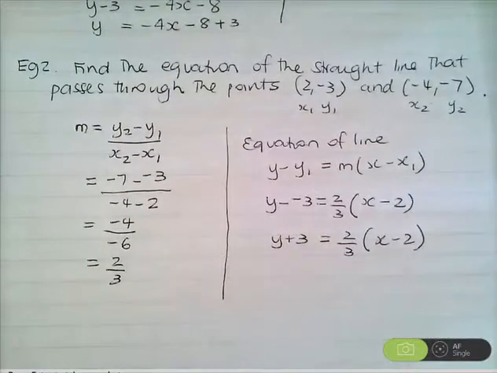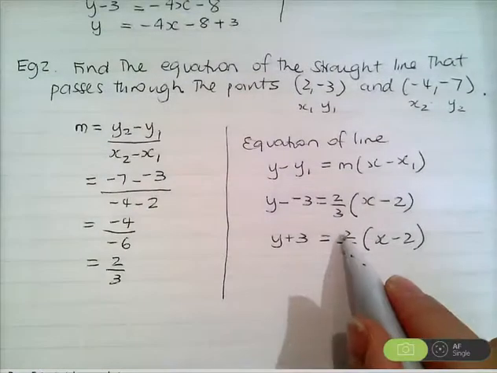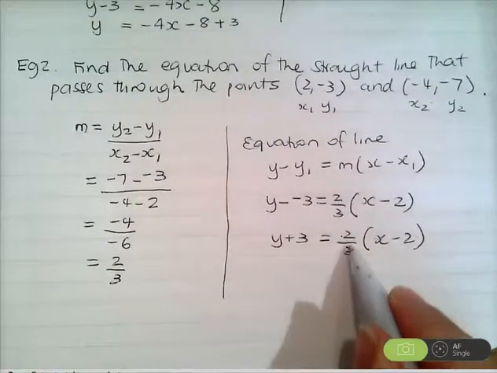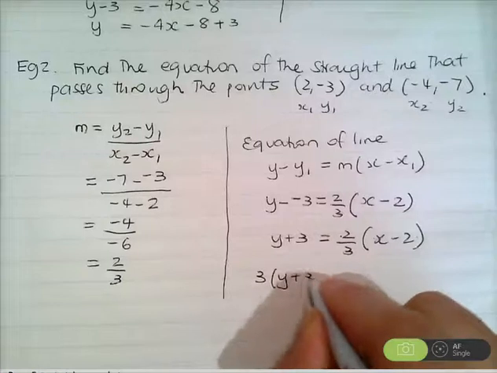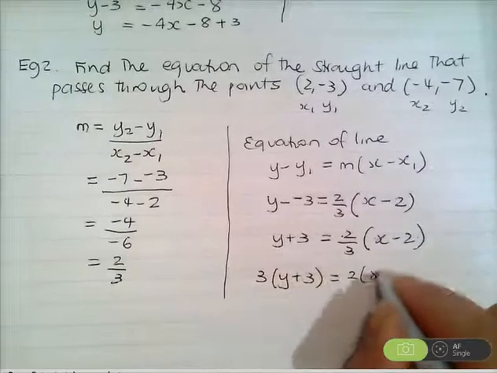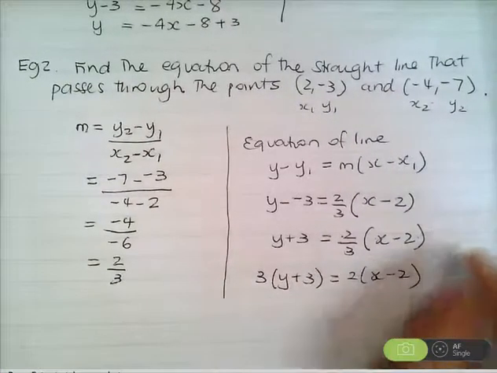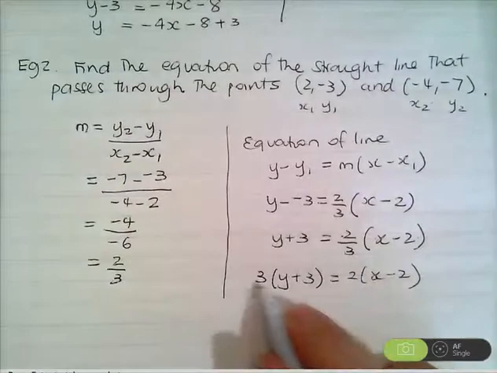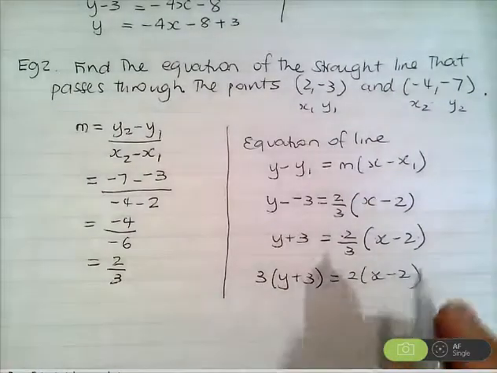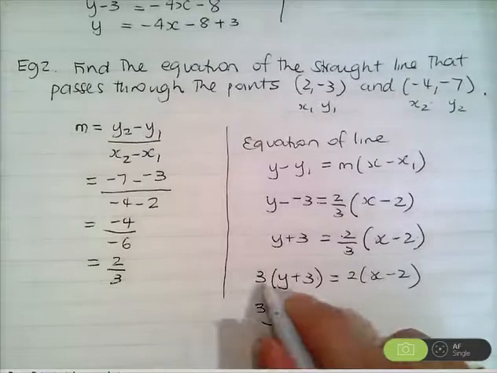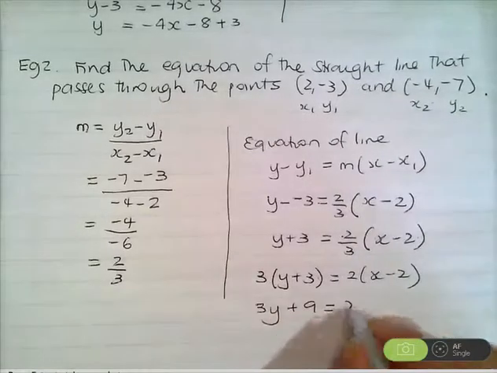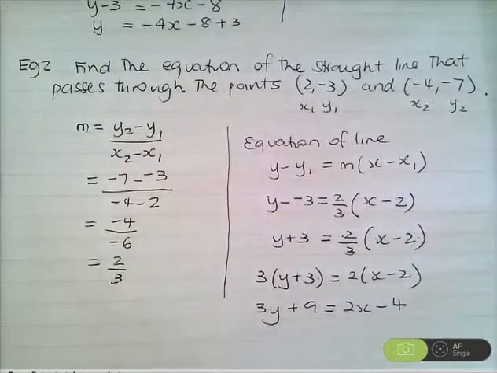Now we need to get rid of this 3 down here, because this 2 is on the numerator and so is the x minus 2. So I need to get rid of this divide by 3. So I'm really multiplying both sides by 3 here, remembering that there are 2 terms on the left-hand side. So we need to multiply both those terms by 3. So we get 3y plus 9 equals 2x minus 4.